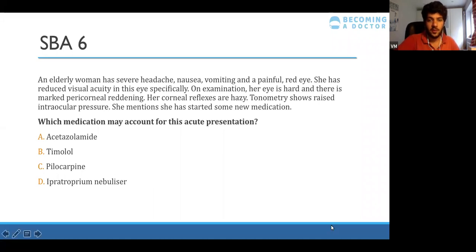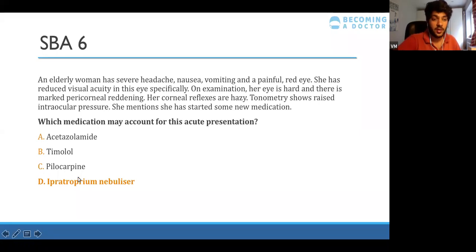Okay, most of you have voted, and most of you got the question correct. So the correct answer is ipratropium nebulizer. You might have got a bit confused with this question. The diagnosis here is acute angle closure glaucoma.